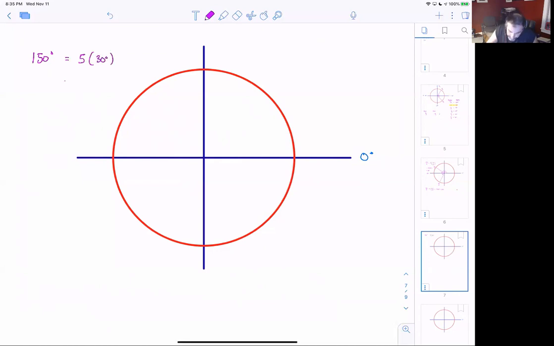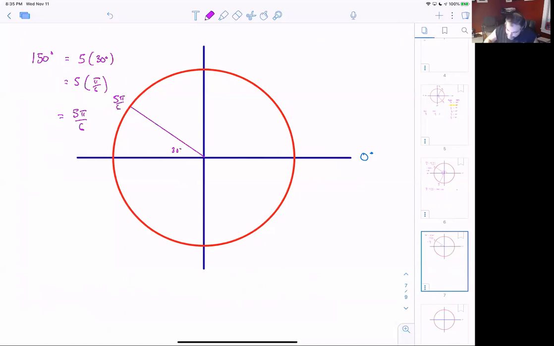A 30 is a pi over 6. So I know that's going to be 5 pi over 6. That's where that's going to end up. I could then draw that in the right place. 5 pi over 6 goes right here and gets a 30-degree angle in there.